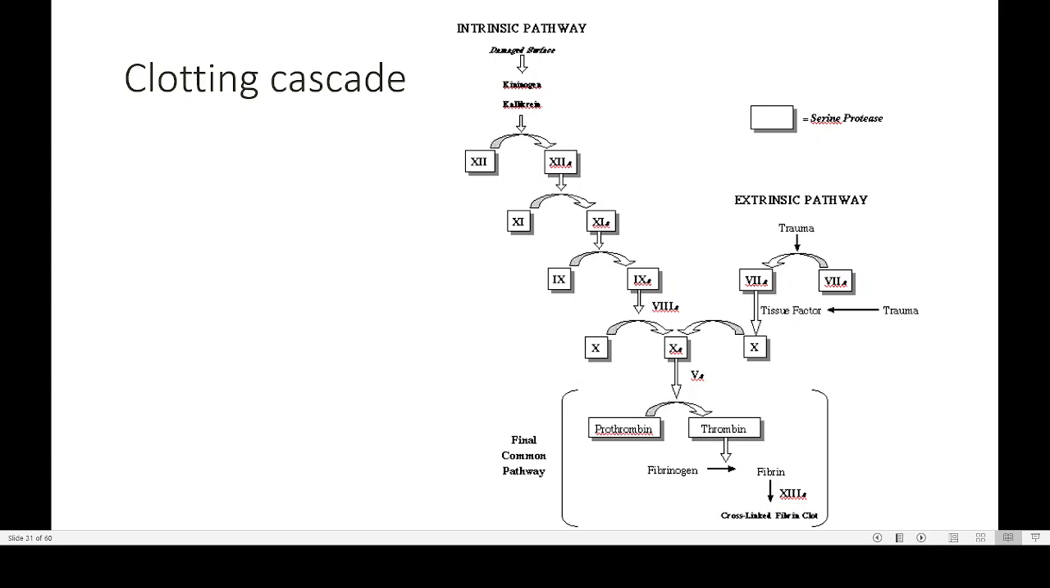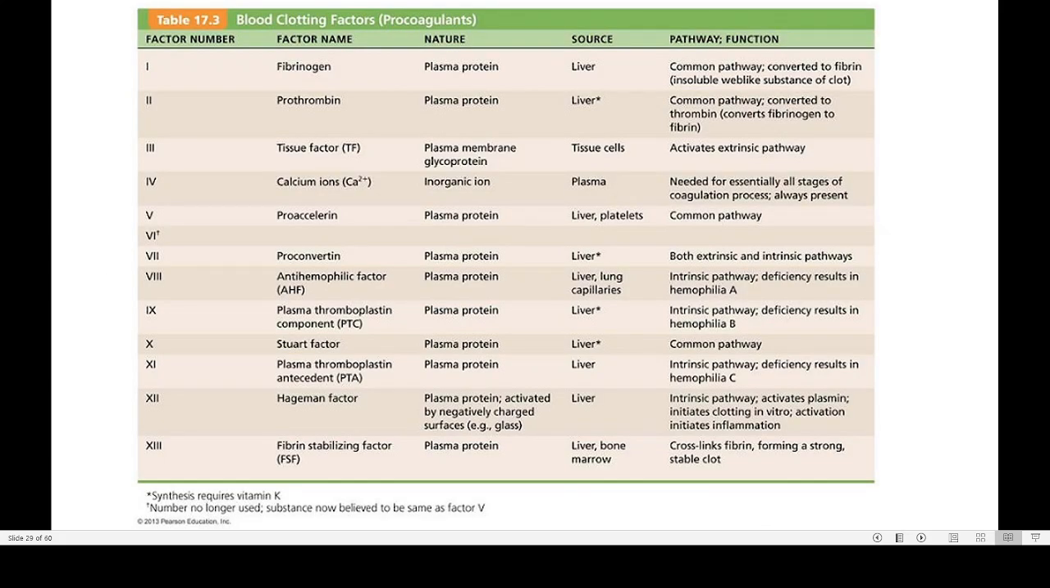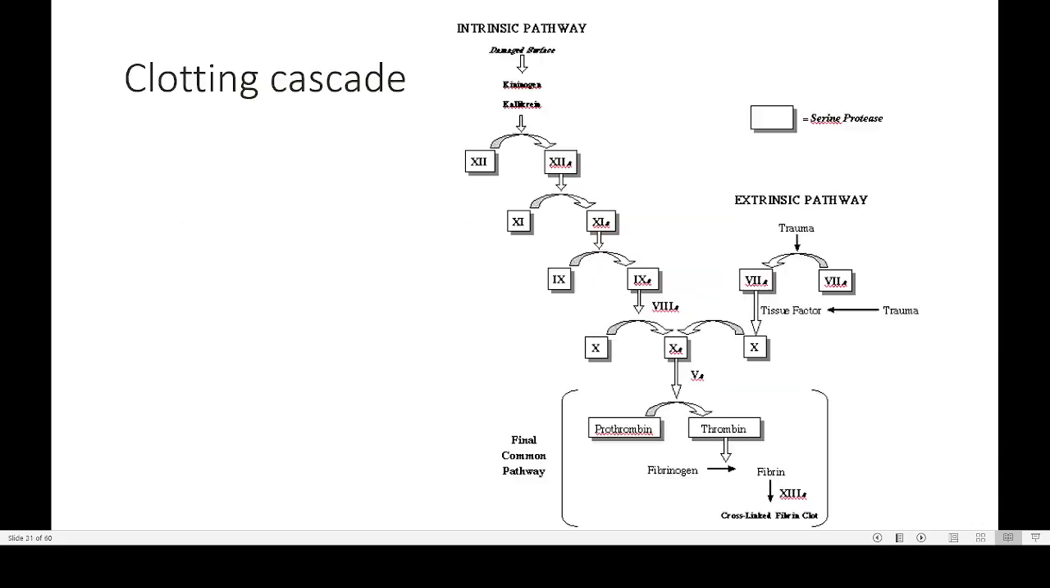Now in case of the extrinsic pathway, the procedure is simple. Only one factor is involved, that is the 7th factor. The 7th factor, proconvertin, will be converted into the active form of the 7th factor. Here you can see that. And as a result, the Stewart factor or 10th factor will be activated. Then it again works on prothrombin to thrombin. Thrombin will be working on fibrinogen to fibrin.